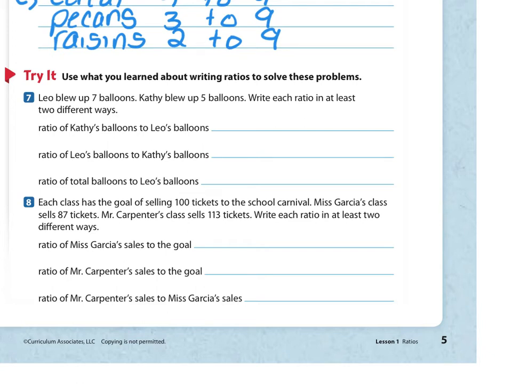Leo blew up 7 balloons. Kathy blew up 5 balloons. Write each ratio in at least 2 different ways. So we're talking about the 2 different ways as being your TO, your colon, or your fraction.